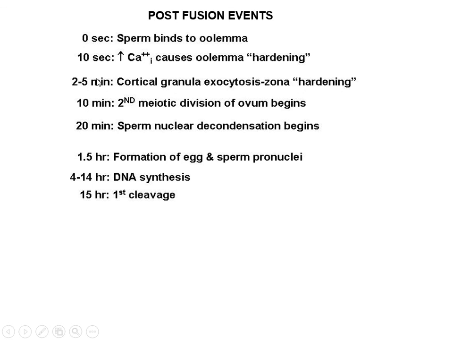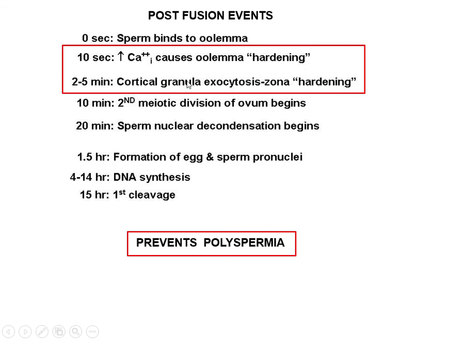Then a few minutes later, you get release of the cortical granules. They contain substances which cause hardening of the zona pellucida. Now, these two hardening processes, hardening is just a word that means it's hard for things to get in anymore. And in particular, these two processes prevent polyspermia.